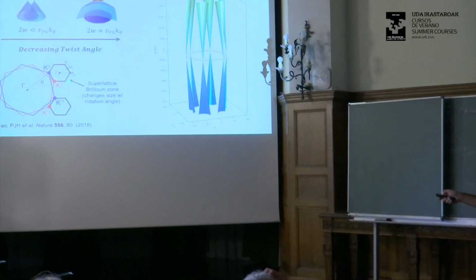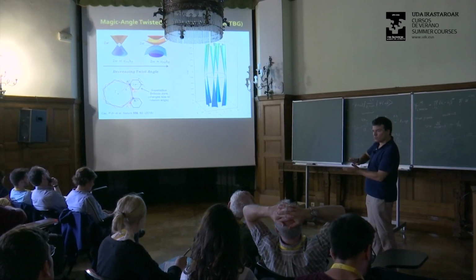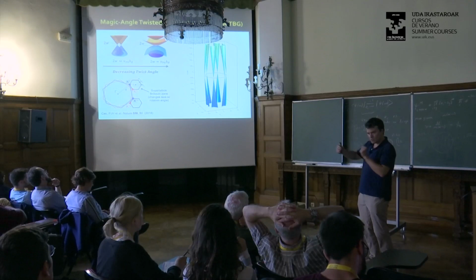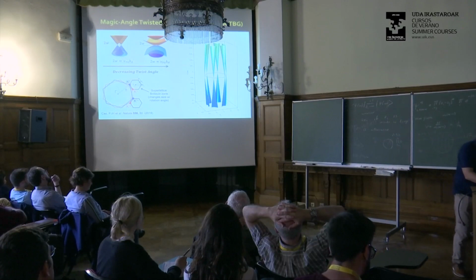I'm going to play a video now. This angle is going to rotate towards smaller angles. The first thing that you're going to see is that the superlattice Brillouin zone is going to decrease in size because the Moiré wavelength is becoming larger. And then you will see how the energy bands get reconstructed. So let me play this video.